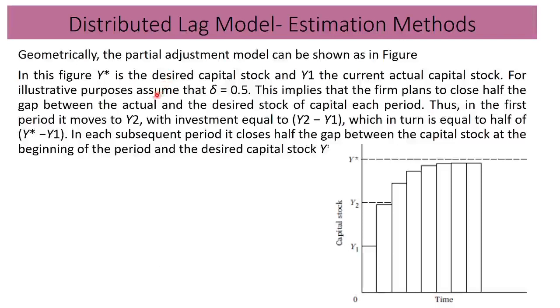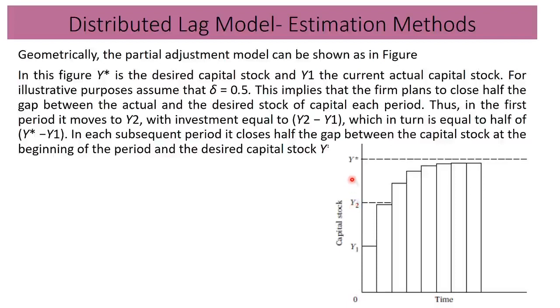Geometrically, the partial adjustment model can be shown as in the figure. In this figure, y star is the desired stock of capital, which is not observable, and y1 is the current actual stock of capital. For illustrative purposes, it is assumed that delta equals 0.5. What this 0.5 means is that the firm plans to close half the gap between the actual and desired stock of capital each period. There will be a gap between the actual and the desired, and the firm desires to close 50% of this gap in each period.